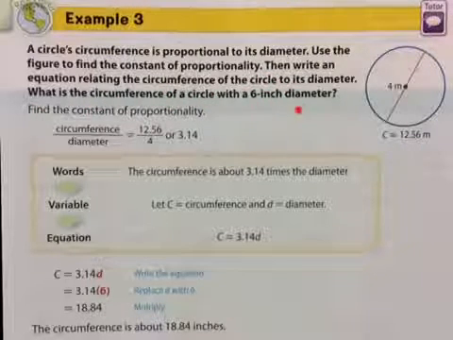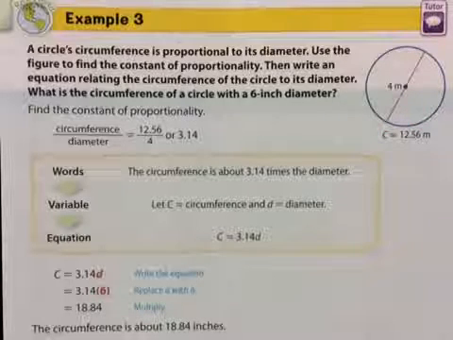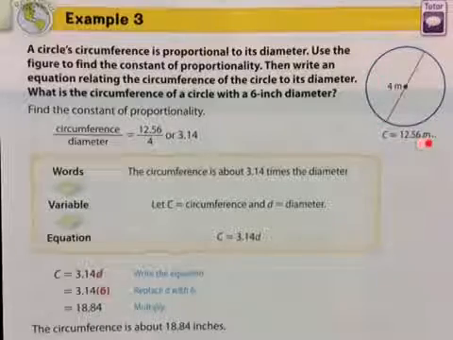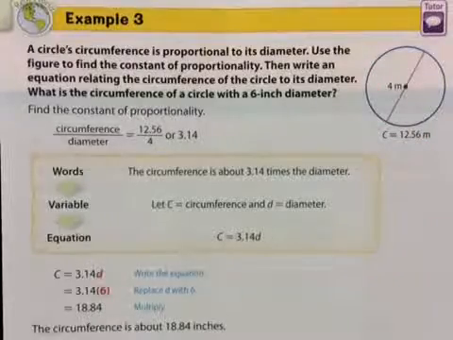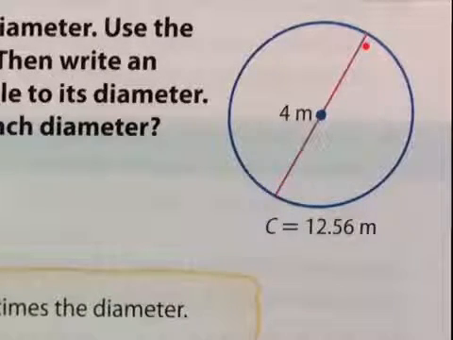Okay, they're asking us for a 6-inch diameter, but first they're giving us this example. And here's what they want to tell us. We have a circumference of 12.56 centimeters. See that right there. And we have a diameter. I always remember the word diameter because it starts with di, like the word distance, diameter. The diameter is the distance across.